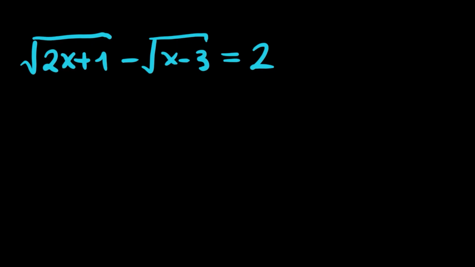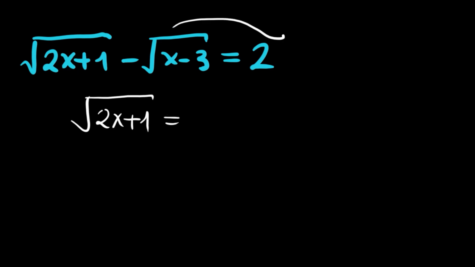Today we are going to solve this radical equation: root of 2x plus 1 minus root of x minus 3 is equal to 2. Now, we will square both sides, but before that let's write this as square root of 2x plus 1 is equal to 2 plus root of x minus 3 on the right hand side.